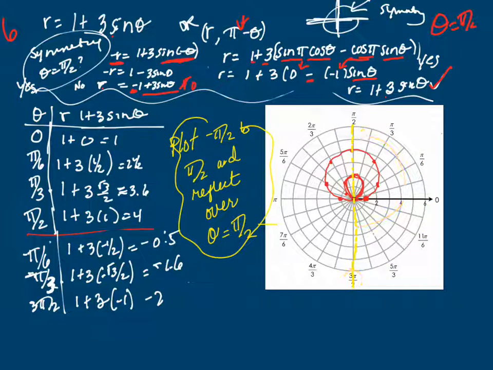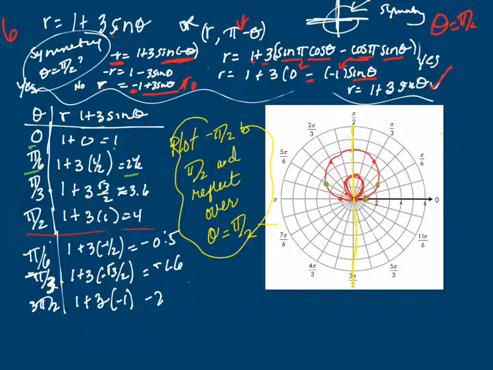Okay, so here we go. Let's change to maybe blue so you can see it, or green. Putting in 0, I got 1, so there's 1. Putting in pi over 6, I got 2.5, so there's the 2.5 point. And now on the other side of pi over 6 would be 5 pi over 6, so I can plot that point at the same exact time using symmetry.